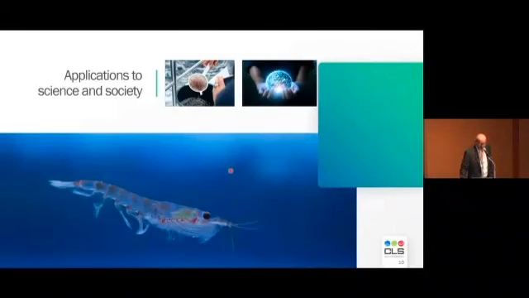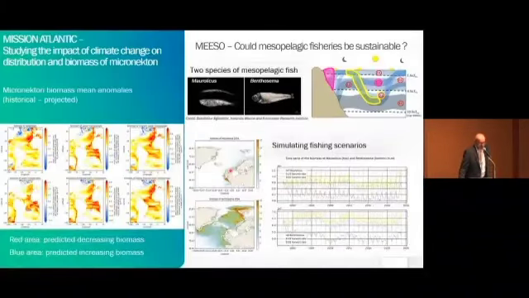So what can we do with this kind of model? First, we were involved in two important European projects. Mission Atlantic, whose aim was to study the impact of climate change on the distribution of biomass of micronekton. And you can see that for two models and two scenarios, we conclude that the biomass will decrease. There are areas in red, and a few areas where the biomass is expected to increase.